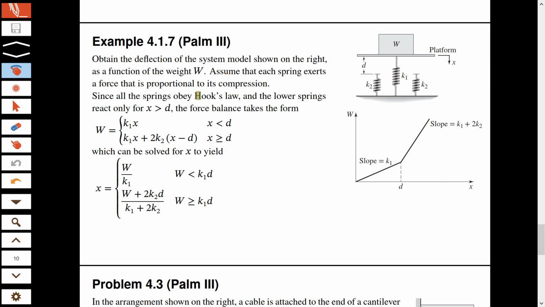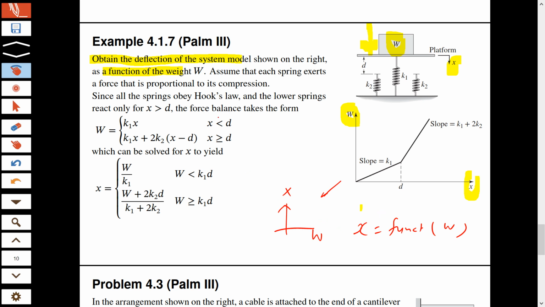So in this example, you have W as the input, and although it's on the y-axis, it's still the input because it's the load that is the input, and X, the deflection, is the output. That's why the question is: obtain the deflection of the system model as a function of W. So your task is to express X as some function of W. You can imagine this plot like X on the y-axis and W on the x-axis.